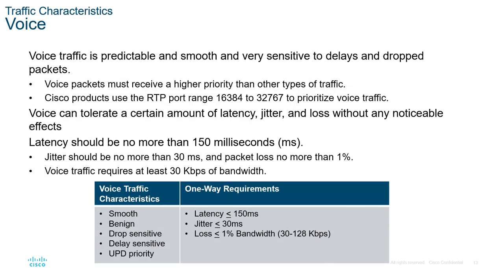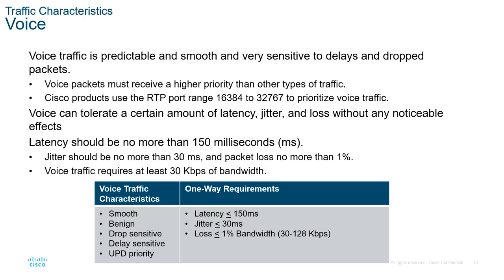All right, so let's look at voice. Voice traffic is predictable and smooth and very sensitive to delay and jitter. Again, we do not want a voice to be cut off in the middle of a conversation. So for traffic characteristics, we want smooth. We want it to be drop sensitive and delay sensitive. We want to be able to give it a certain level of priority. So there are specific requirements for voice.